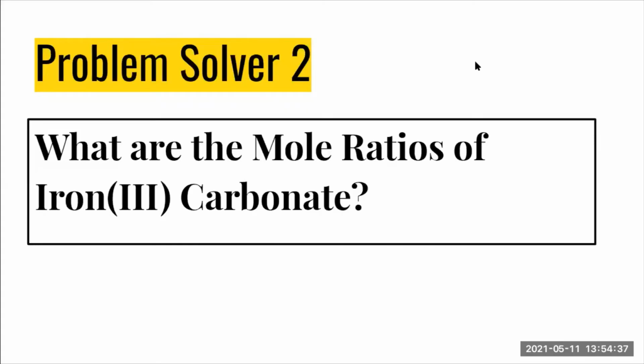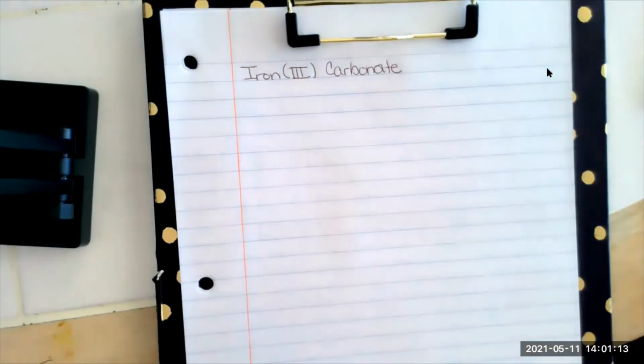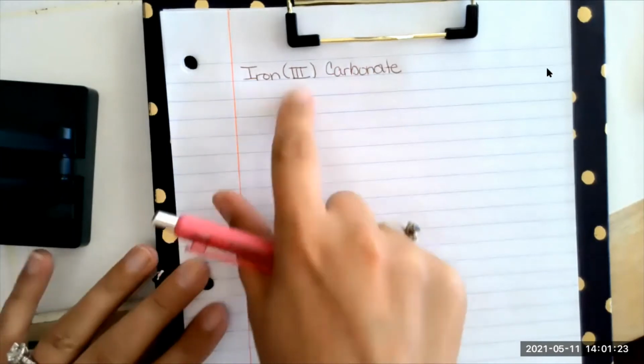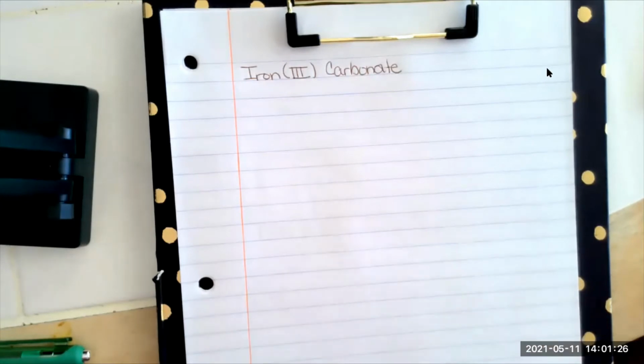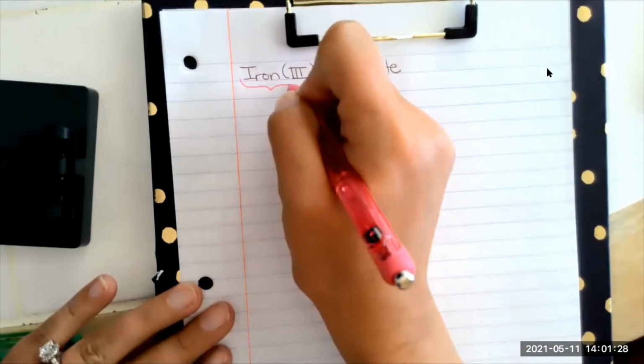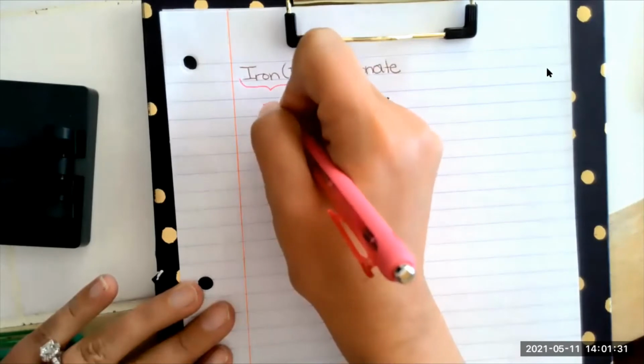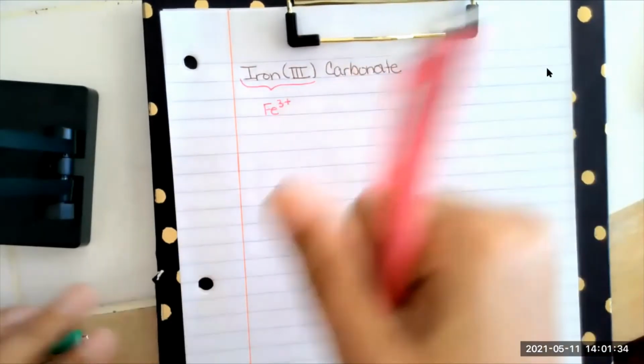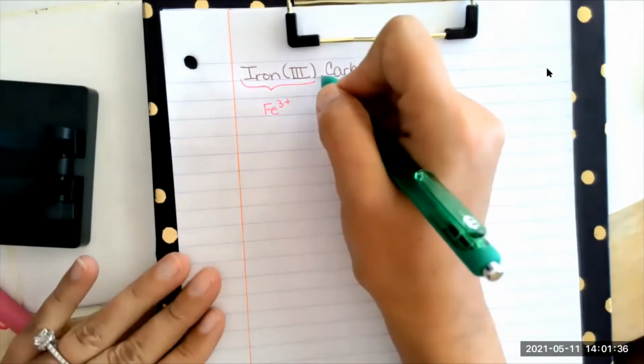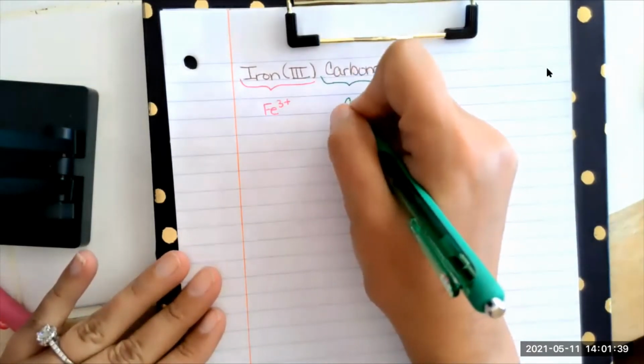Okay, let's try another problem solver. What are the mole ratios of iron 3 carbonate? Okay, so for iron 3 carbonate, I'm still going to walk you through again how to balance it using the LCM method, because I just want to do a little refresher, because a lot for moles and stoichiometry are balancing compounds. So remember, iron 3, those Roman numerals show you the charge of the iron, and that's for a transition metal. So for iron 3, it's Fe3 plus. Carbonate is a polyatomic, and it's CO3 2 minus.